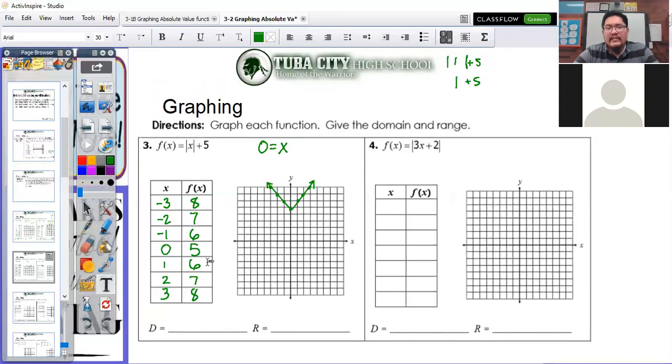And from here we can use this, and again, domain, it goes on forever, sideways in both directions. So there are no holes or gaps or anything like that. So domain should be fairly easy.